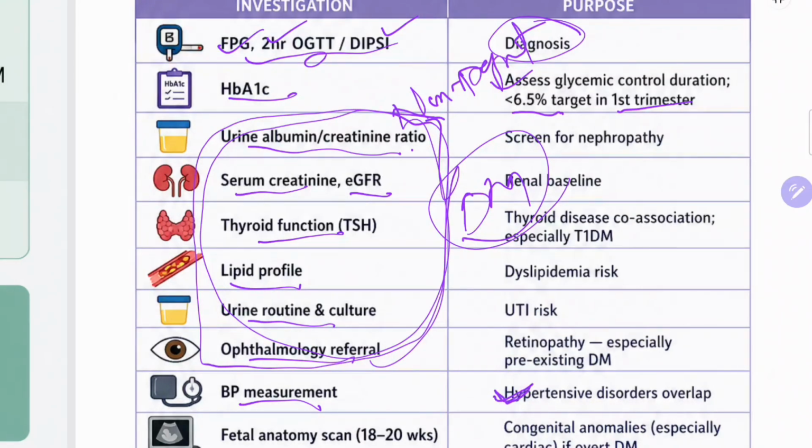So hypertensive disorders, there is high risk of preeclampsia in these patients. And another thing is fetal anomaly scan is very important at 18 to 20 weeks. Fetal anomaly scan at 18 to 20 weeks, or you can take the 5th month of pregnancy, the anomaly scan. Okay, so congenital anomalies, especially the cardiac anomalies, if the patient has symptomatic diabetes mellitus. So anomaly scan is very important, and growth scan is also very important. Okay, so these are the tests we should order if a patient is presenting with diabetes mellitus in pregnancy.